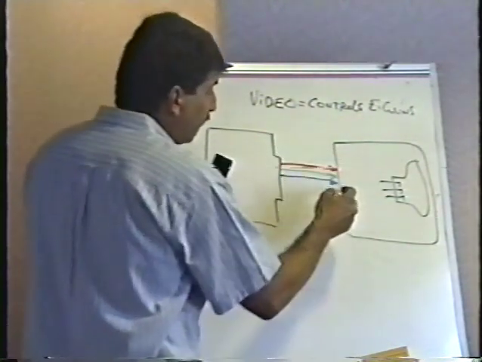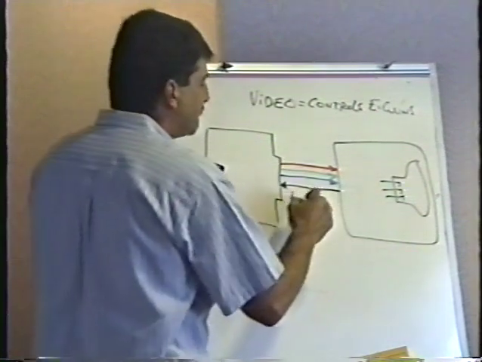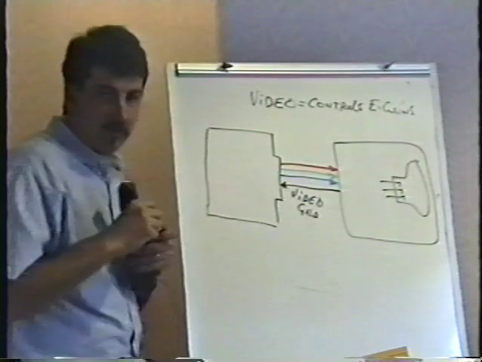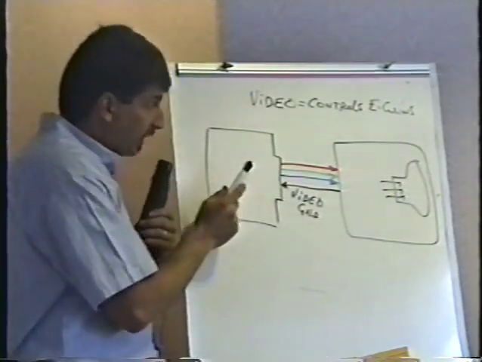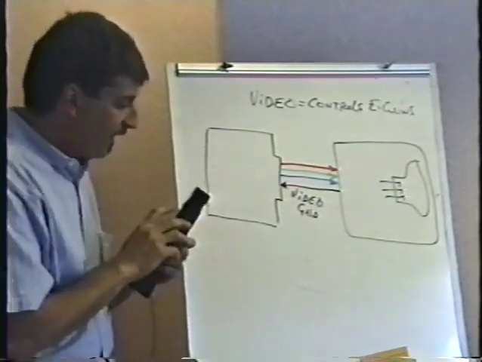In addition to the red, green, and blue signals, there's another wire connected between the two, and that's the video ground. And that's our return path, the video ground. And so there are 4 wires that connect between the logic board and the monitor: red, green, blue, and the video ground.